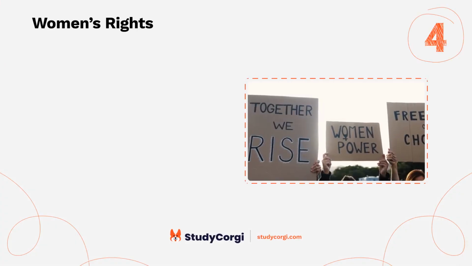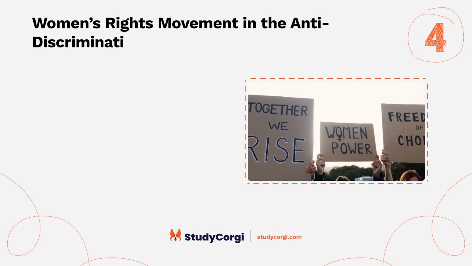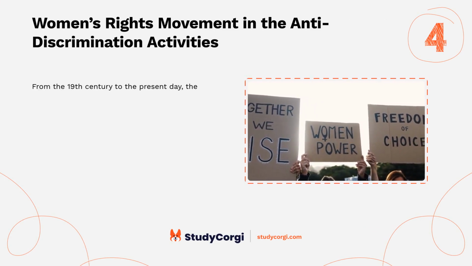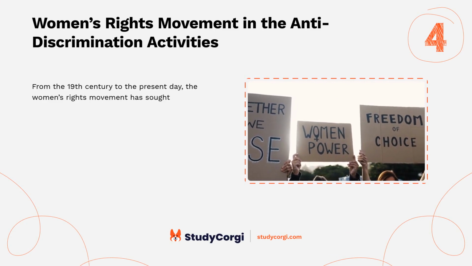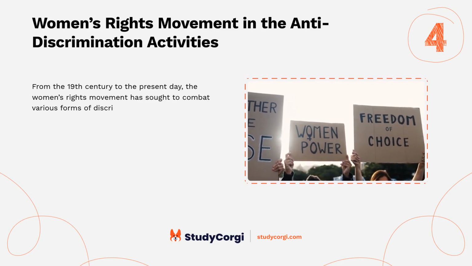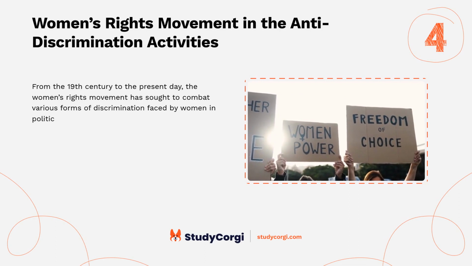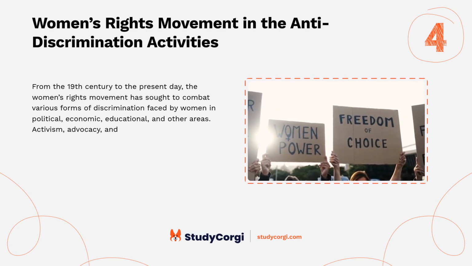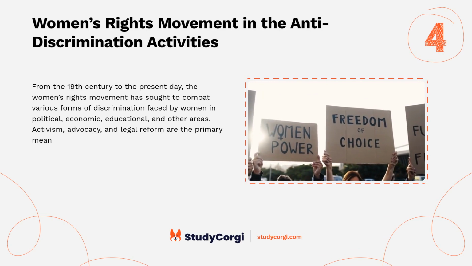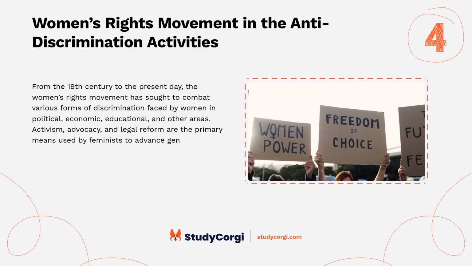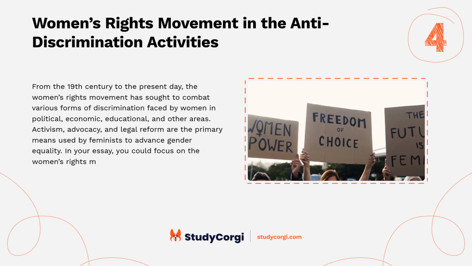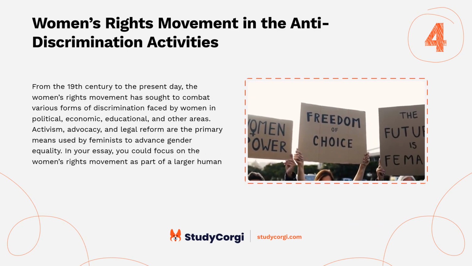Women's rights movement in the anti-discrimination activities. From the 19th century to the present day, the women's rights movement has sought to combat various forms of discrimination faced by women in political, economic, educational, and other areas. Activism, advocacy, and legal reform are the primary means used by feminists to advance gender equality. In your essay, you could focus on the women's rights movement as part of a larger human rights struggle.